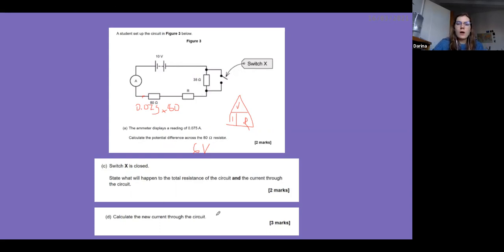Okay, calculate the new current through the circuit. Calculating that new current does require a knowledge of the total resistance of the circuit, doesn't it? So step by step, we need to find the resistance of that R, and therefore the total resistance of the circuit without that 35 ohm one, and find the new current. To find the resistance of that, again, we find the voltage over that one. The voltage before the switch was closed, the voltage over that component, same idea, current times resistance.